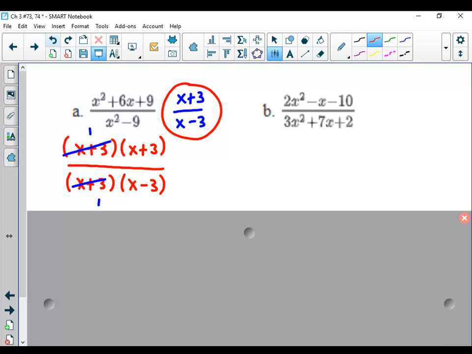All right, so why don't you guys try the next one? Try to factor the top, try to factor the bottom, and then see if we can do any simplifying or cancel.